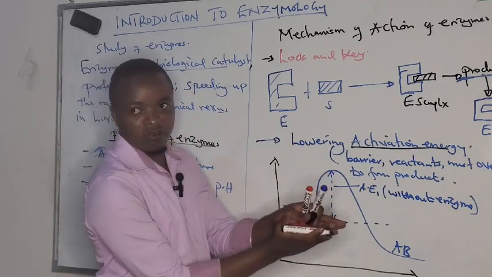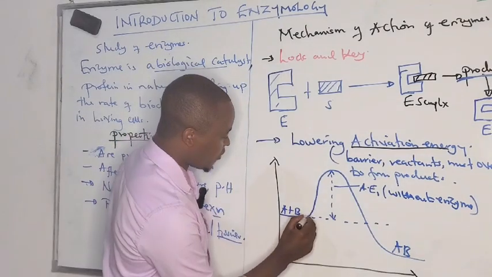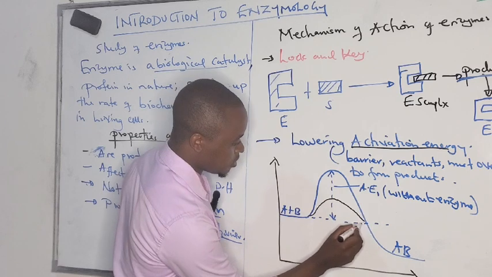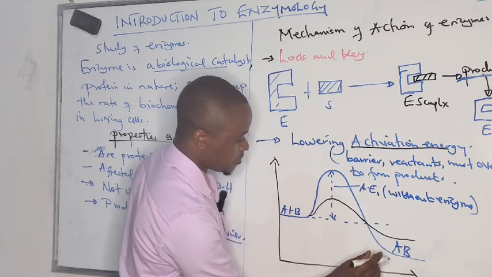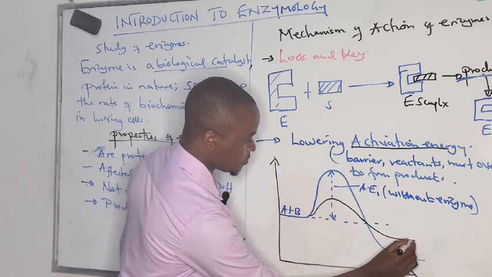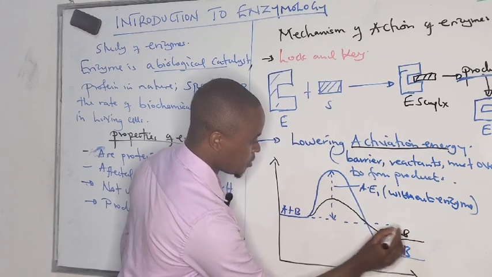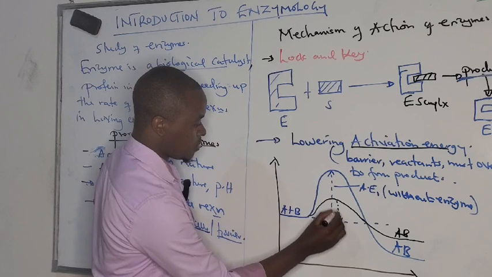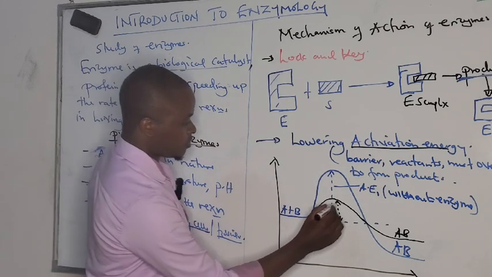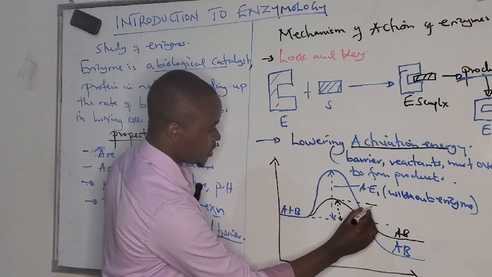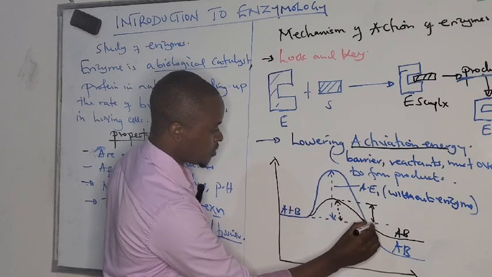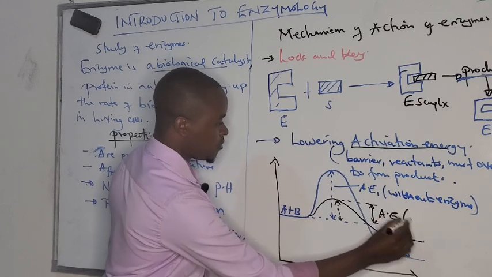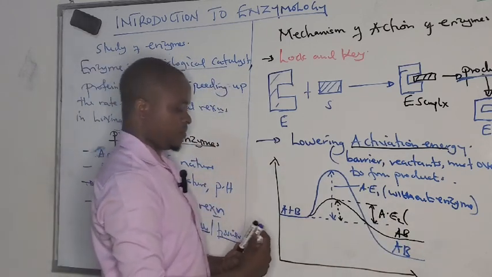which these reactants must overcome, it is reduced. So you'll find you will need only a small energy to form products A and B. This one is in the presence of the enzyme. So from here to here, this is with the activation energy 2, which is the one with enzyme.